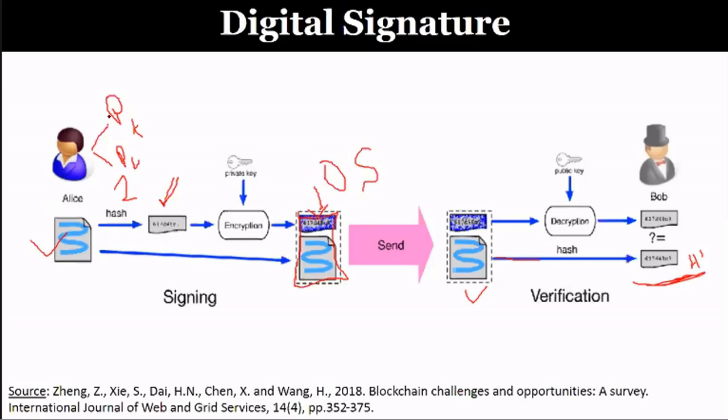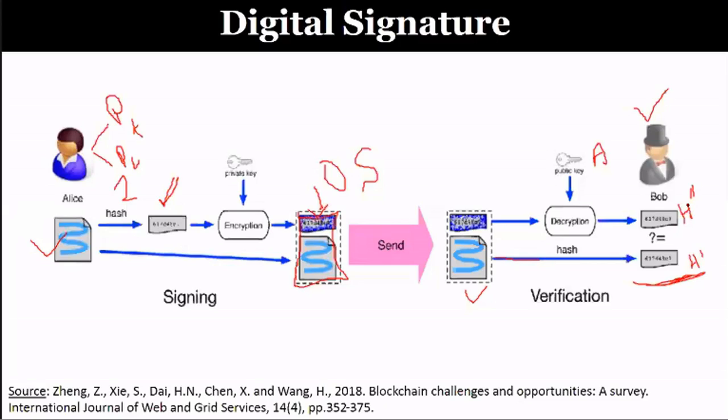Remember, Alice has two keys. The public key is shared with everyone, and the private key is only with Alice. So this public key is known to Bob. So Bob takes the public key of Alice and decrypts the digital signature using it, and gets hash value 2. If these two hash values are the same, it implies that it is actually Alice who has sent this document, right?